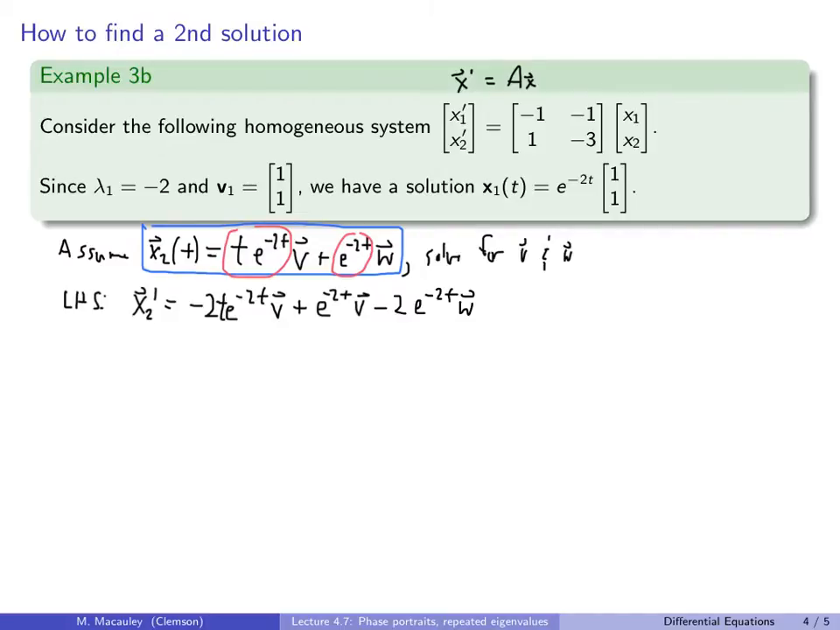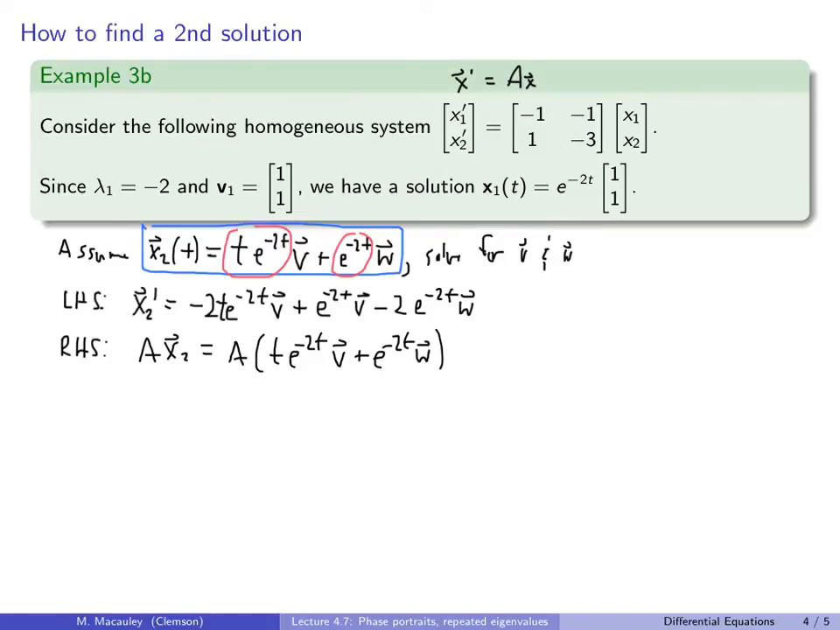And now the right-hand side of this. So let's take x2 and plug it into the right-hand side, A times x. So that's going to be A times x2, which is A times t e to the minus 2t times v plus e to the minus 2t times w.